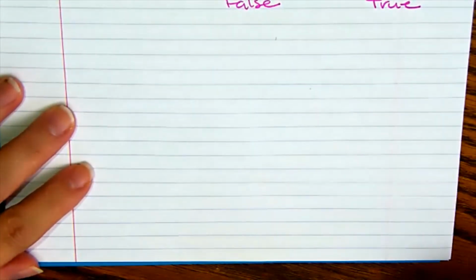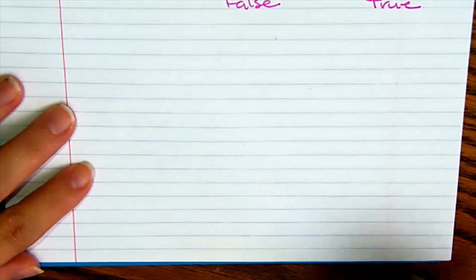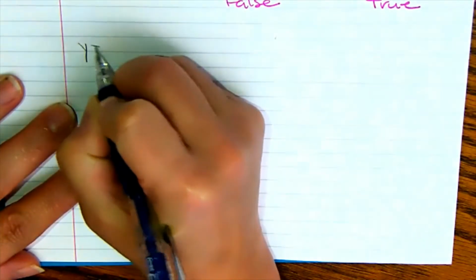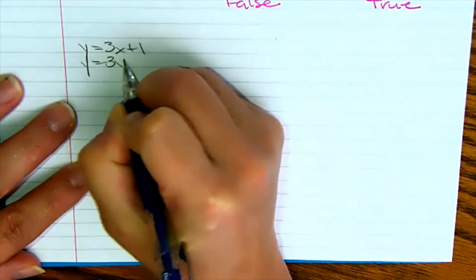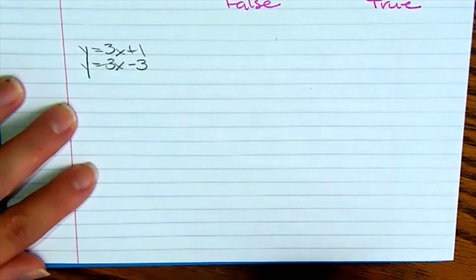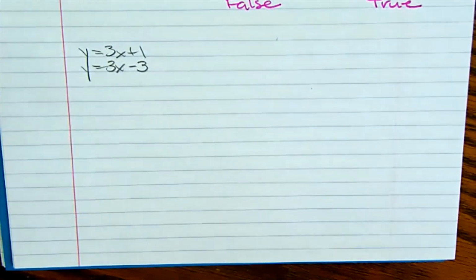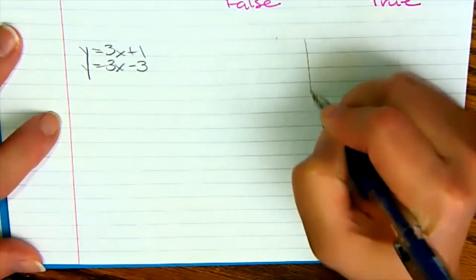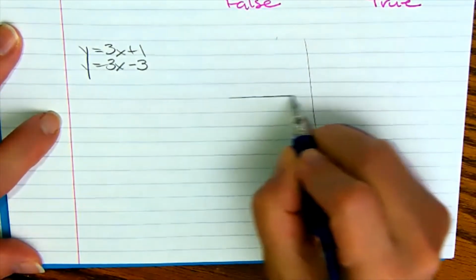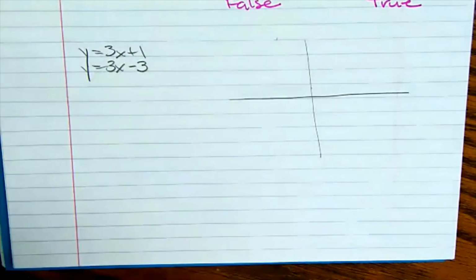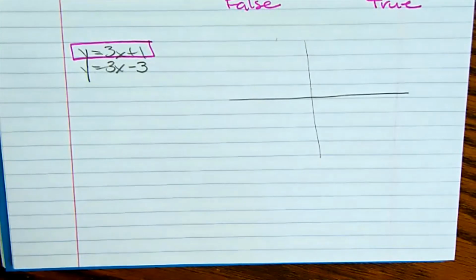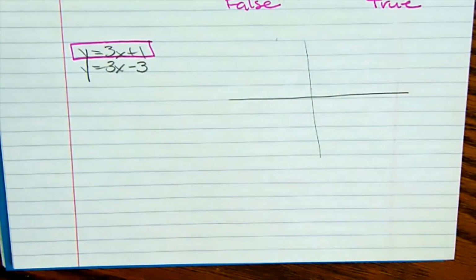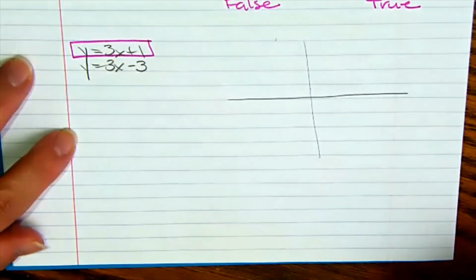Okey-doke. So the book has given us a system of equations like this. y equals 3x plus 1 and y equals 3x minus 3. So if I want, I can solve this system by graphing. So we can graph this, okay? So let's take a look at the first equation. So for my first equation, I've got y equals 3x plus 1.